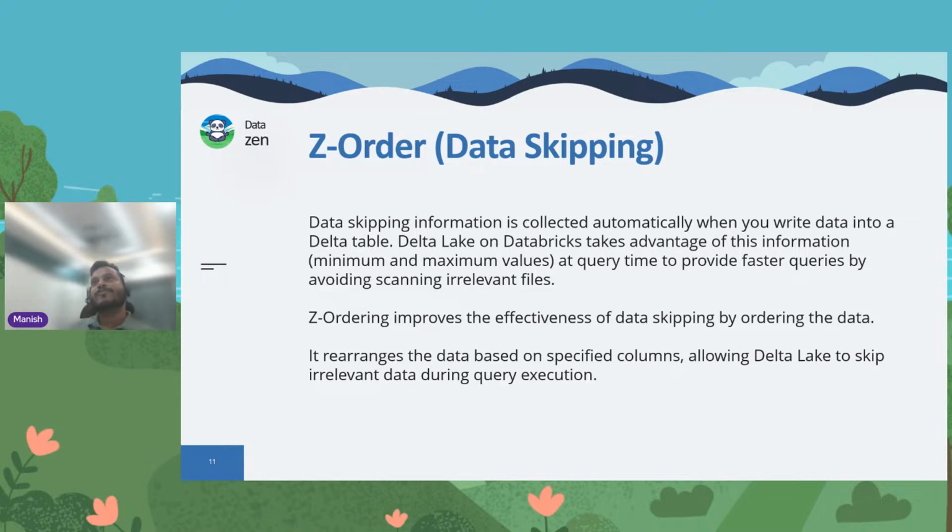So what Z-ordering will do is order the data, just like sorting in SQL. Z-ordering improves the effectiveness of data skipping by ordering the data. It will rearrange the data in a sorted manner. That means it can be from id 1 to 100 or 100 to 1. You have to provide the name of the column on which you want to sort the data.